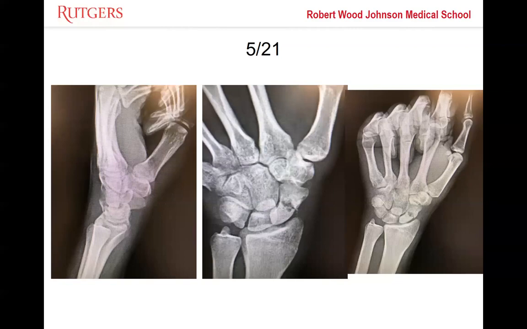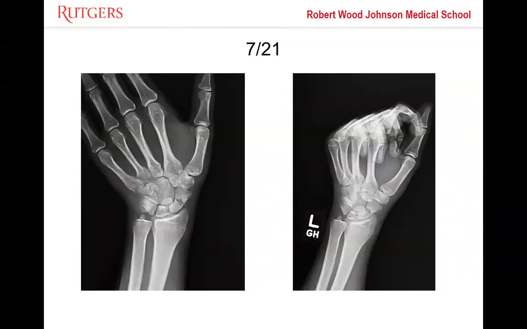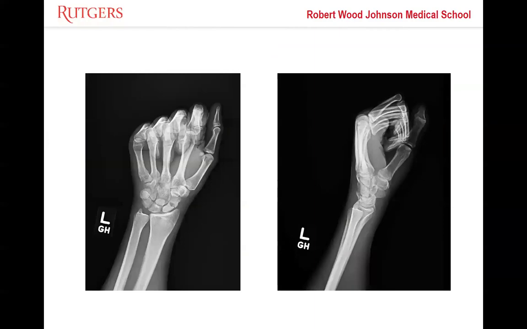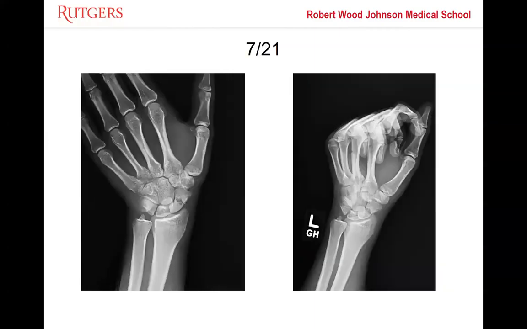So he's got wrist pain. He has restricted range of motion. All right, so what do we want to do? What's that? He's 26.